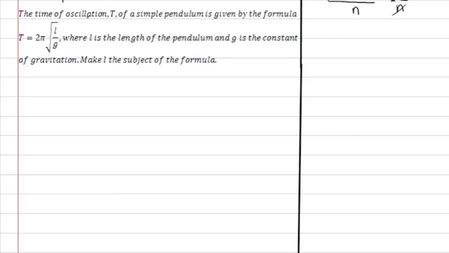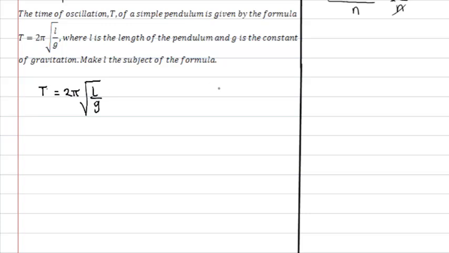The time of oscillation t of a simple pendulum is given by the formula this. So we are given t is equal to 2 pi square root of L over G, where L is the length of the pendulum, G is the constant of gravitation. Make L the subject of the formula. Now we want to make this L the subject of the formula. So what steps are we going to do now? First of all, let's focus on this. We're going to divide both sides by 2 pi to remove 2 pi from here.